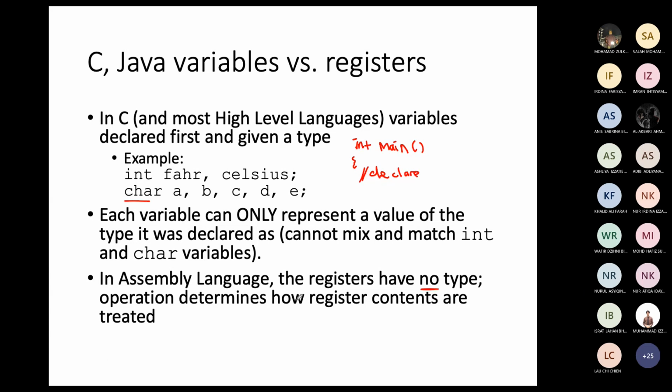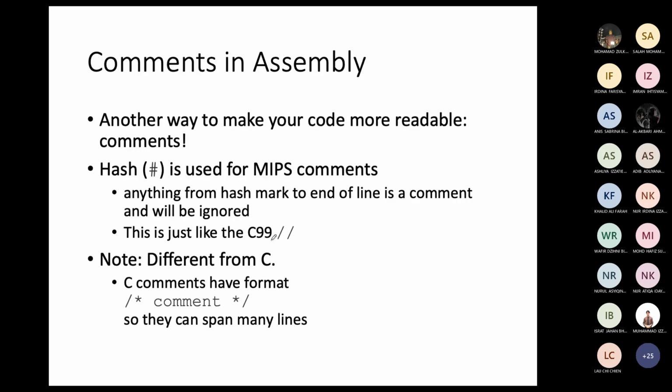So the operations determine how register contents are treated. If you want to treat the data in the register as integer, then we can use add, subtract, and everything else. But if we want to treat the register as a char, we can use something like printf or scanf or cout or cin. So there are very similar instructions for that.